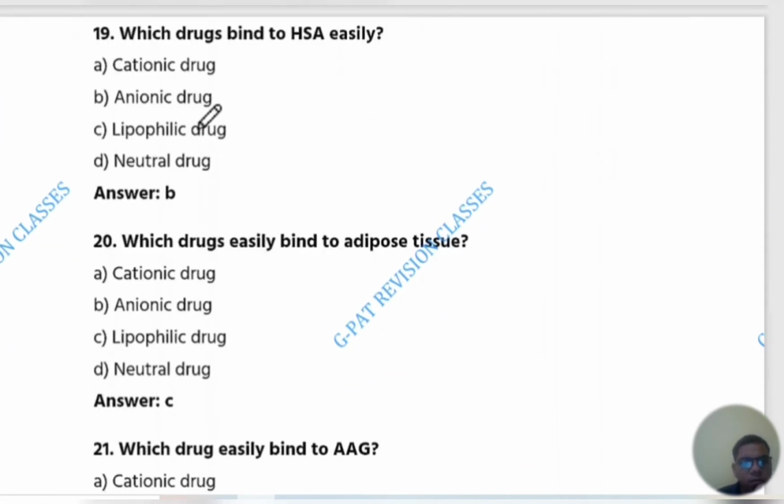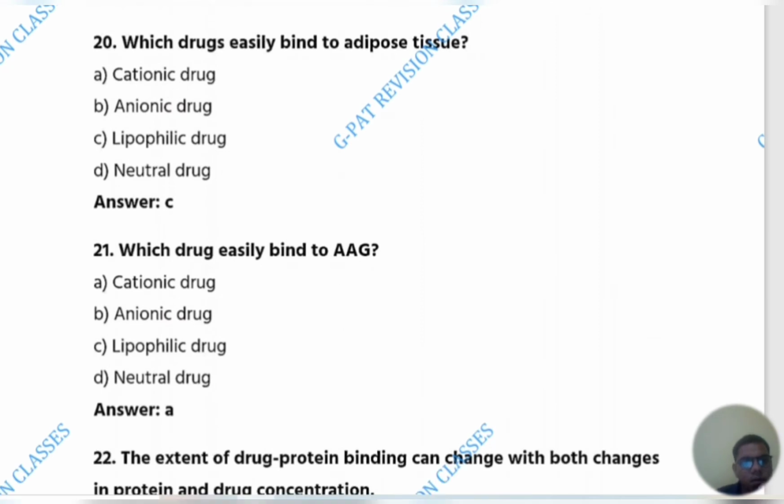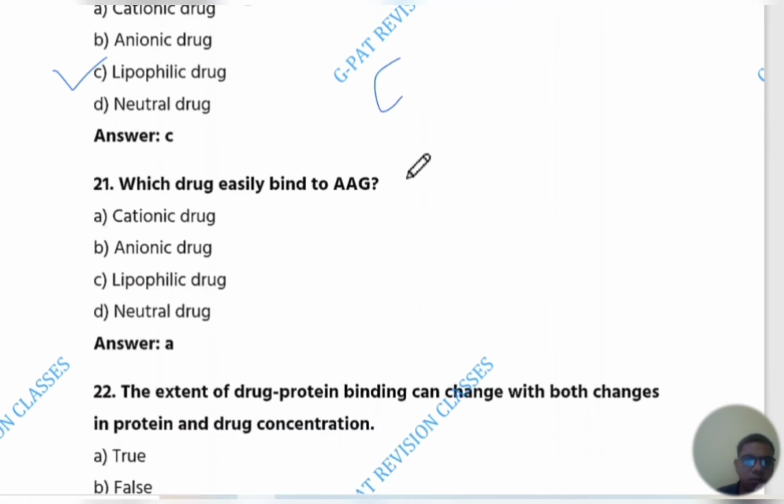Question number 19. Which drug binds to HSA easily? Anionic drug. The answer is B. Next, which drug easily binds to adipose tissue? Lipophilic drug. The answer is C. Lipophilic drug will easily bind to adipose tissue.